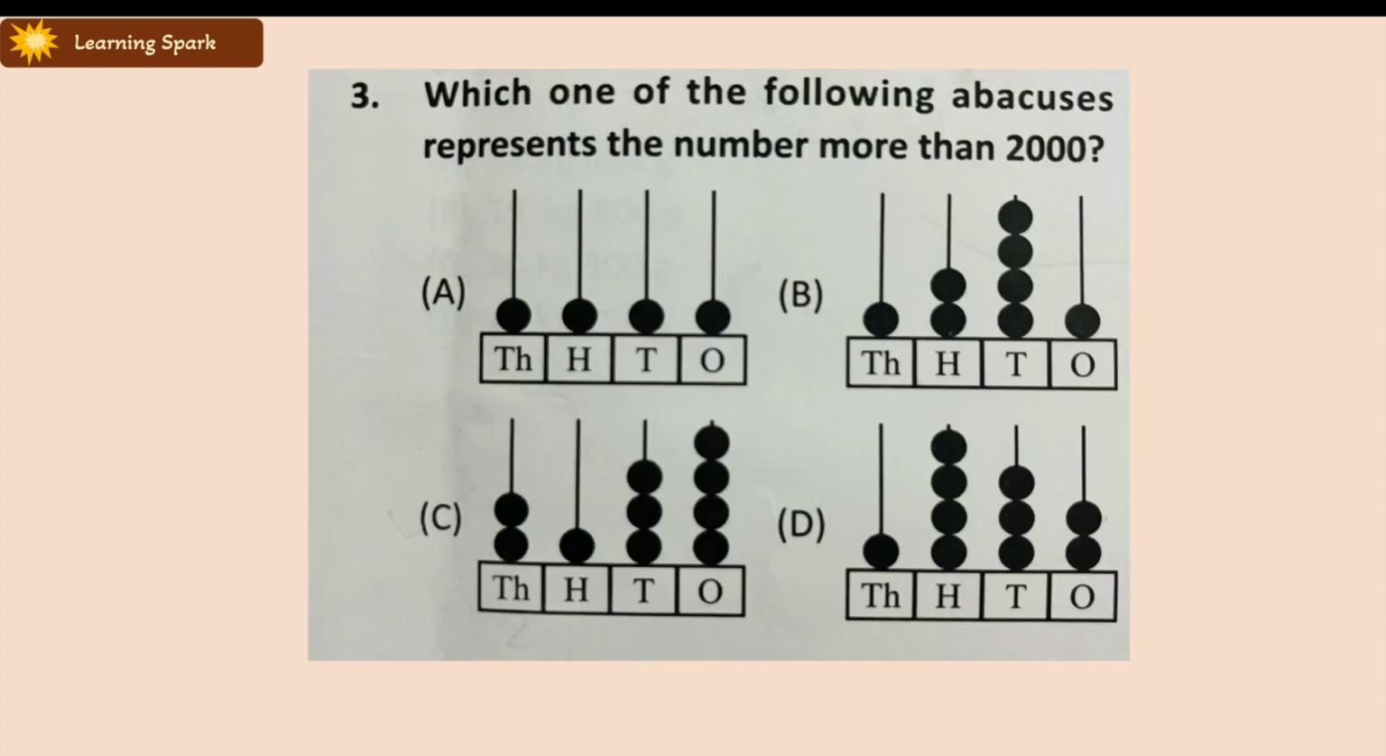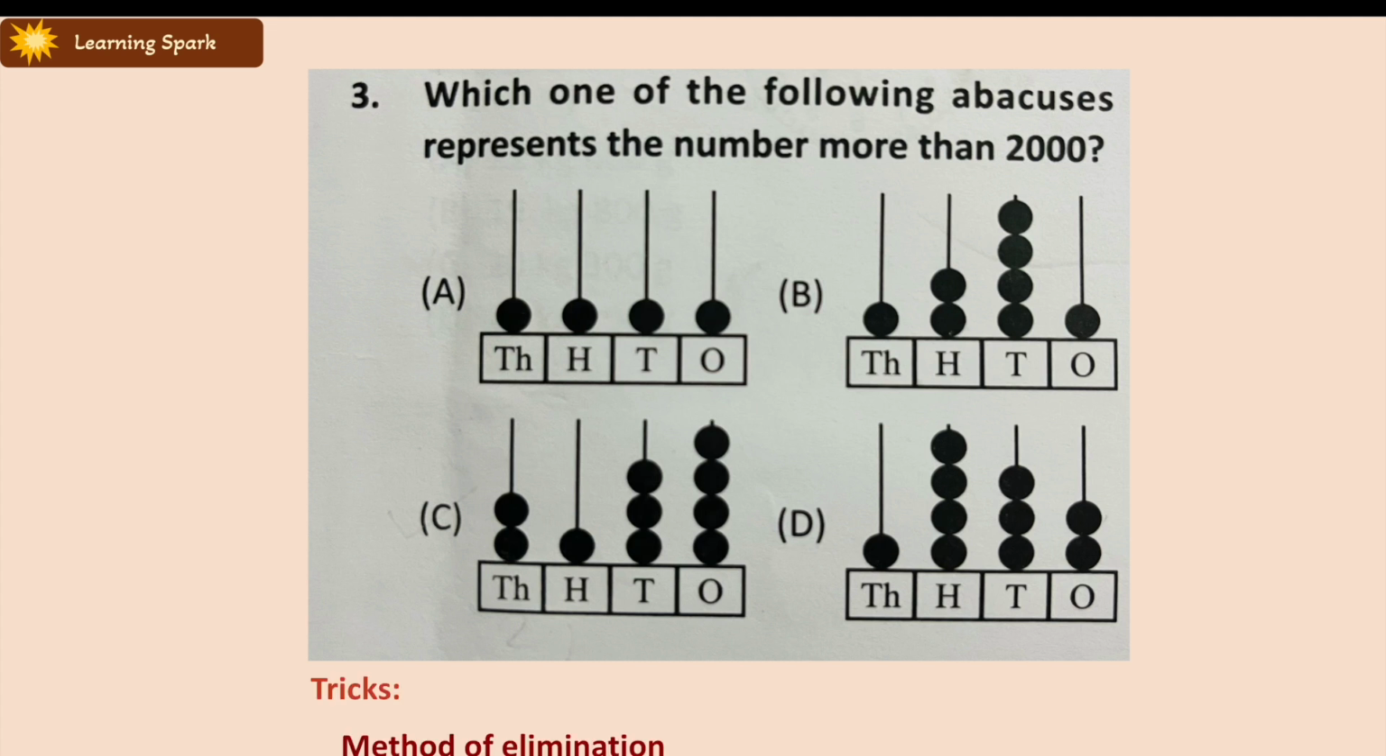Question number 3 is on your screen now. We will go to the answer now. Let's work out the answer. So the question is, which one of the following abacuses represents the number more than 2000? Okay, if the number is more than 2000, then there has to be at least 2 bits in the thousands place in abacus. But now if we go to the answers, we see that in answer A, there's only 1 bit, so we use the method of elimination here again.